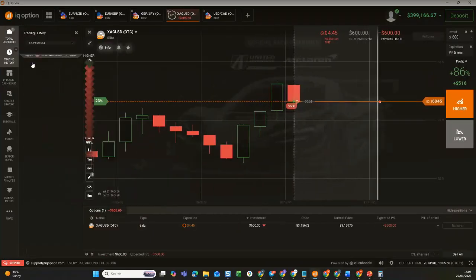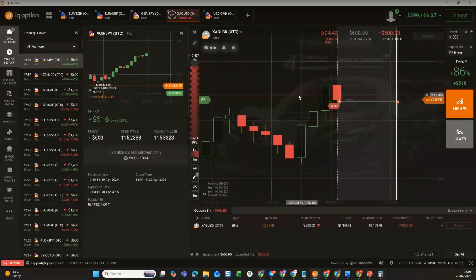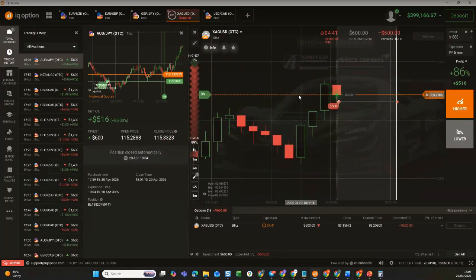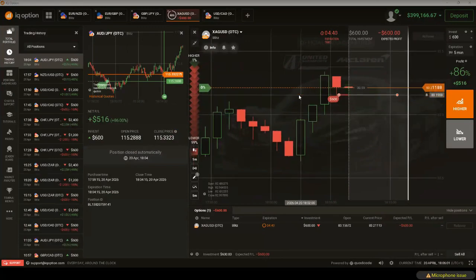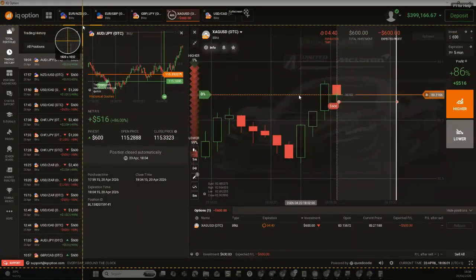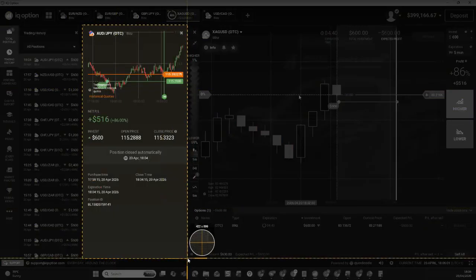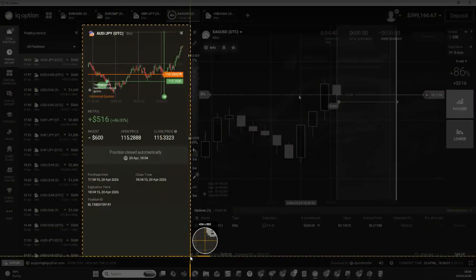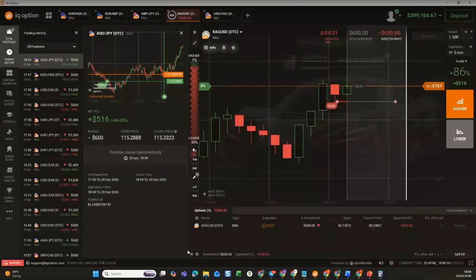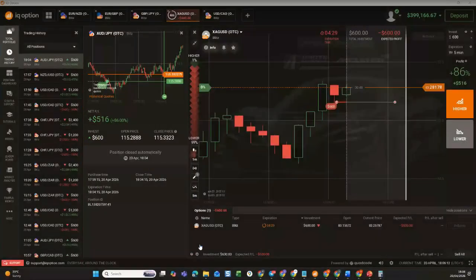Let me do a screenshot of the result of the previous signal, so you can see that too. This start was on $516. Make sure you check it. AUDJPY. That was what we did on the last one. So this one is silver.